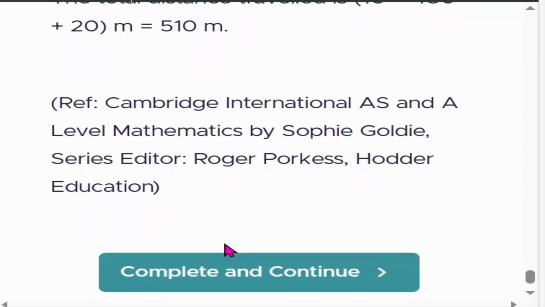Okay, so you can actually have more information from this reference book, Cambridge International AS and A Level Mathematics by Sophie Goldie, and the series editor Roger Porkess, published by Hodder Education.